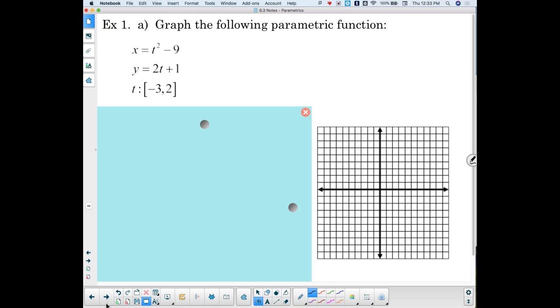So, in order to graph a parametric equation, I have to give you, or we have to give you, 3 things.